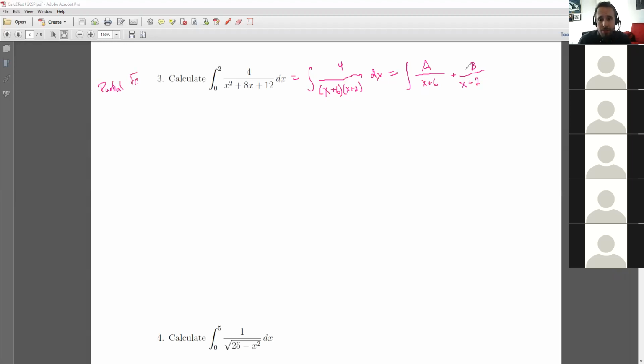And now the question becomes, what is A and what is B? Right, so in the game of partial fractions, we would have to take this expression, and maybe I didn't quite give myself enough room here, but we would want to multiply this first term by x plus 2 over x plus 2. And the second term we'd want to multiply by x plus 6 over x plus 6.